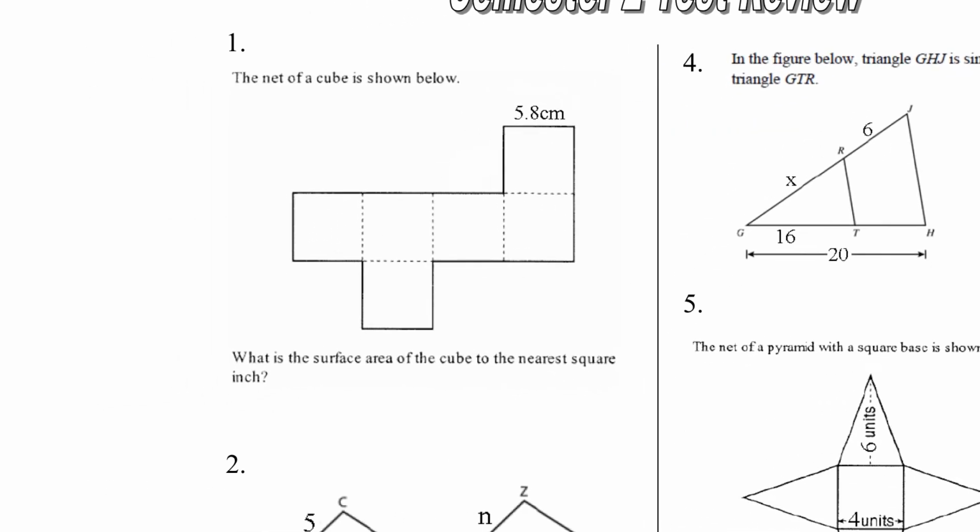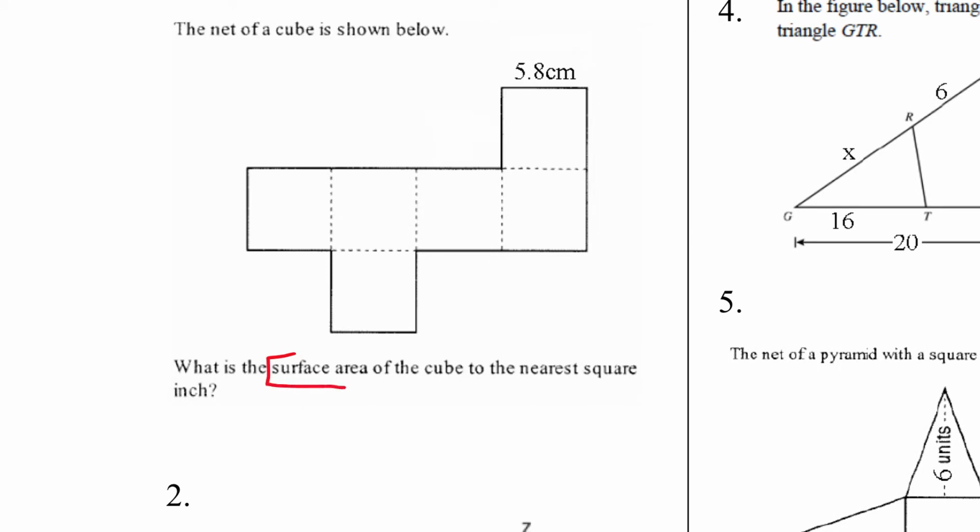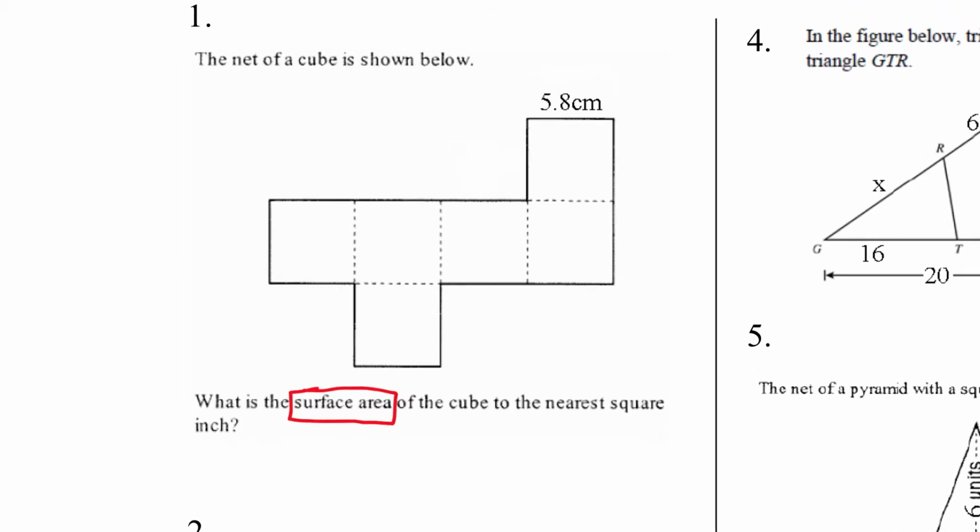On this first one, it says, what is the surface area? So we've got to find the area of all of these. This is the net of a cube. If you were to cut that out and fold it up, it would turn into a cube. So we need to find the area of each piece, and then add them up. Since this is a cube, all of these sides are squares.